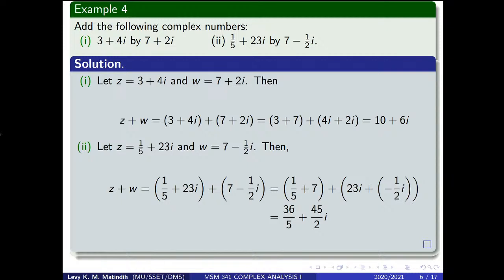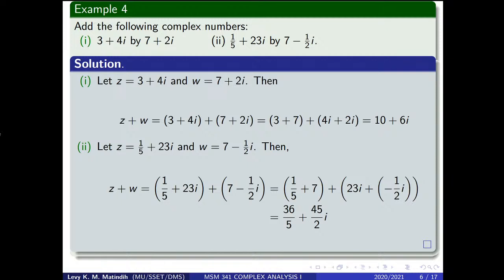So let's look at part 1. To make it easy, or sometimes you can just go direct and add them, but now let's try to label these complex numbers. Let the first complex number be given by z. Let z be equal to 3 plus 4i and w be equal to 7 plus 2i. Then z plus w, remember z is 3 plus 4i, so it will be 3 plus 4i plus 7 plus 2i.